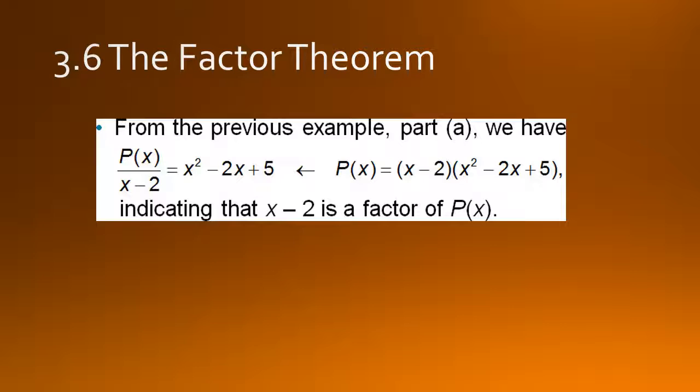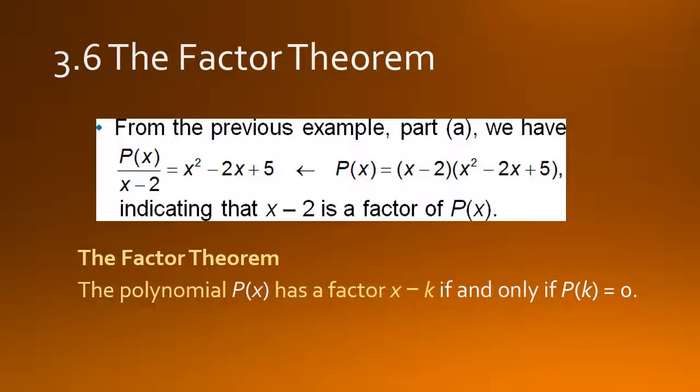Okay, now we have the factor theorem. It says from the previous example, we have that the polynomial divided by x minus 2 gave us x squared minus 2x plus 5, which means that the polynomial equals x minus 2 times x squared minus 2x plus 5, indicating that x minus 2 is a factor of p. This is kind of repeating what we said before. Anytime you divide one polynomial into another and you get a 0 remainder, then that polynomial you divided into it is a factor of the larger polynomial.